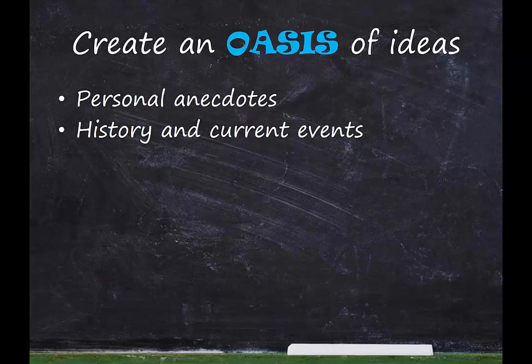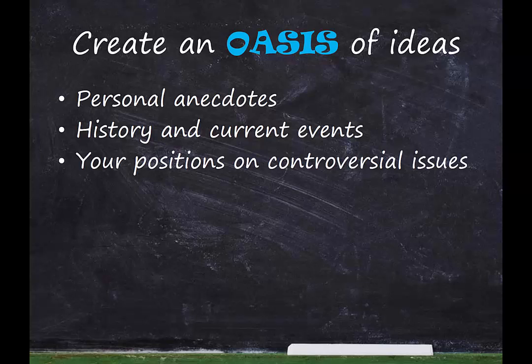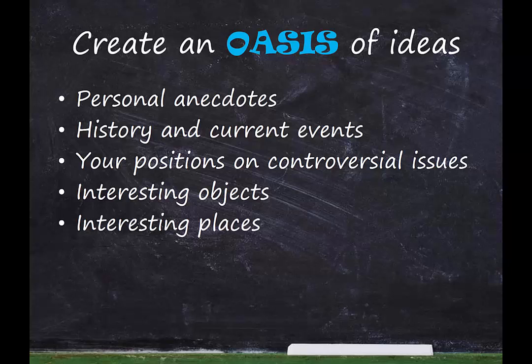Other things you can collect: your positions on controversial issues, like how high taxes should be, or whether people should be allowed to carry guns, or what kind of military involvement the United States should have in the Middle East. Interesting objects like Google Glass, driverless cars, longbows, standardized shoe sizes, essential oils, or anything you find interesting that might have an impact on people's lives. And of course, interesting places and interesting people.